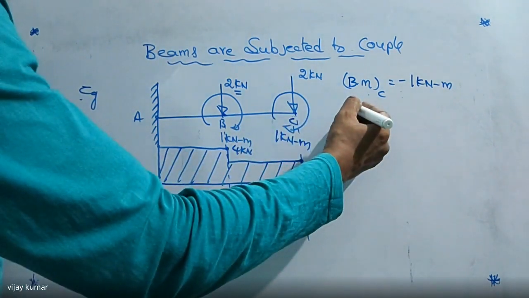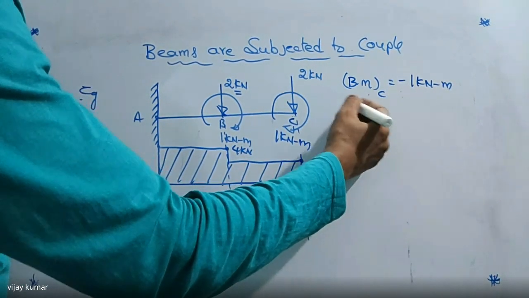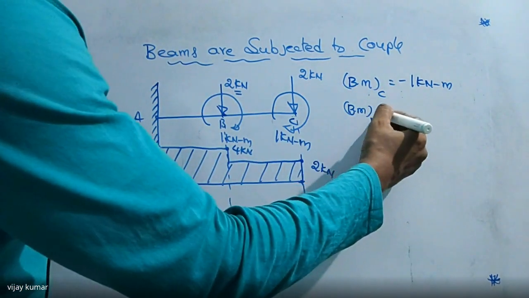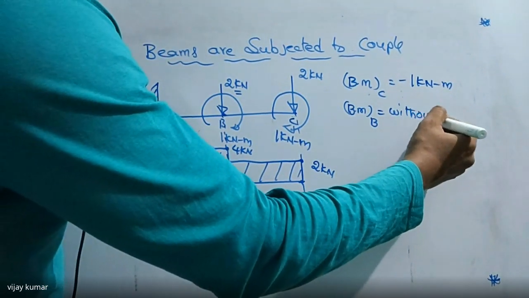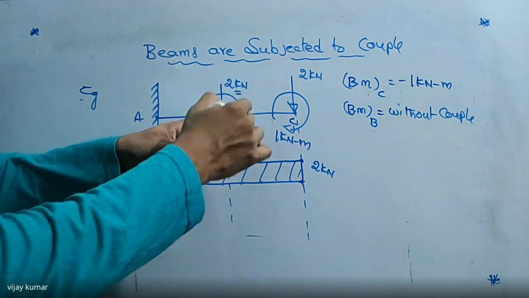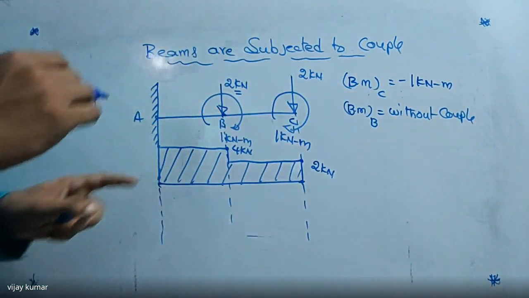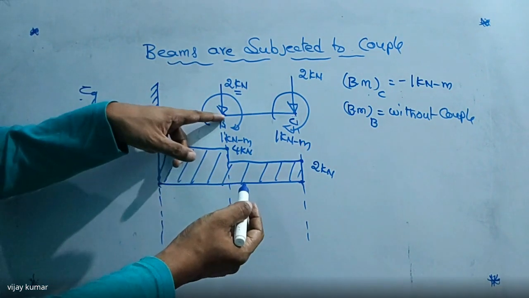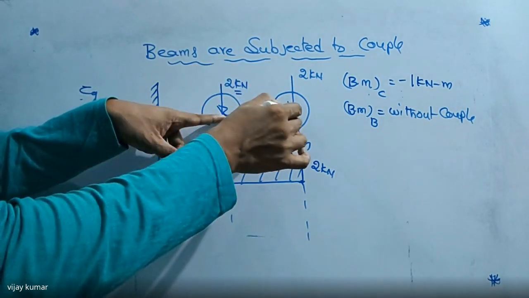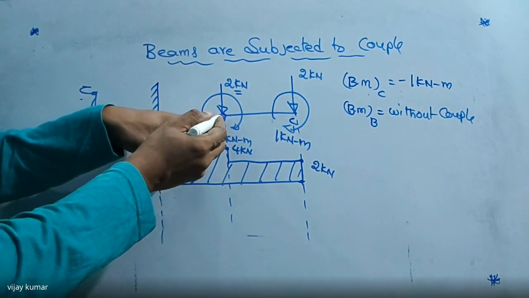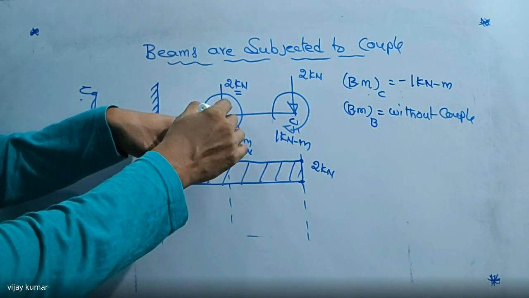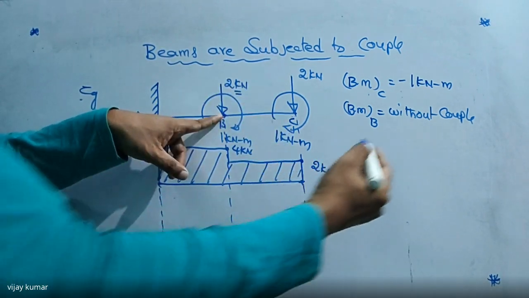Now I'm writing here, bending moment about B without couple. Tell me now. I'm not considering the couple; after that, I'll consider the couple also. What is the bending moment at point B without couple? Here I'm saying without couple, not here. Already that is over. So I am talking about point B, and I'm going to consider the bending moment at point B without taking this couple. Now tell me how much you get here.